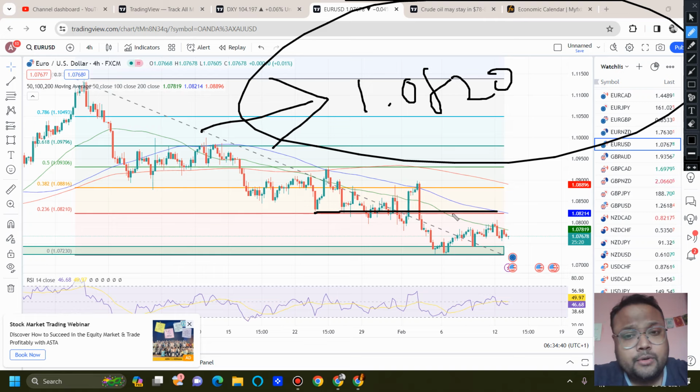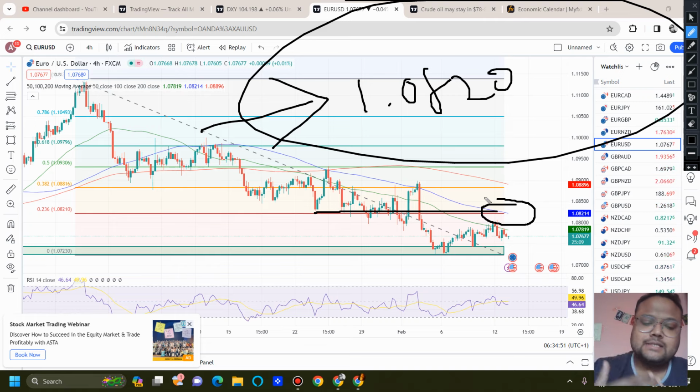We have the Fib 23.6% retracement level. Along with that, we also have the 100 moving average. If we combine all the factors, once the market goes up, it will face some serious selling pressure around this area, and as a day trader we can hit the sell button.